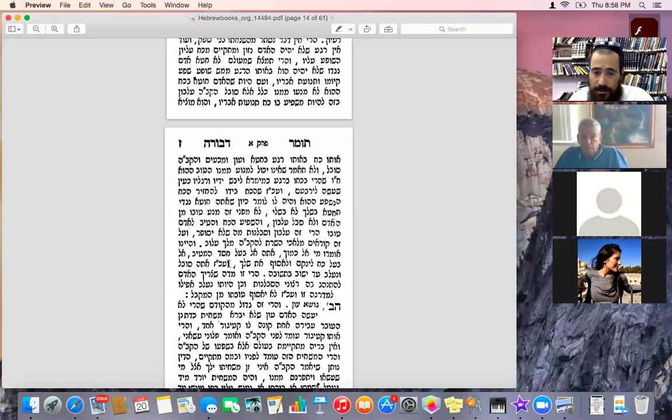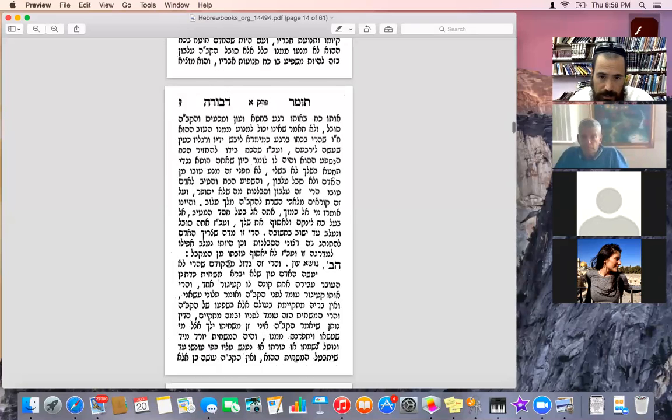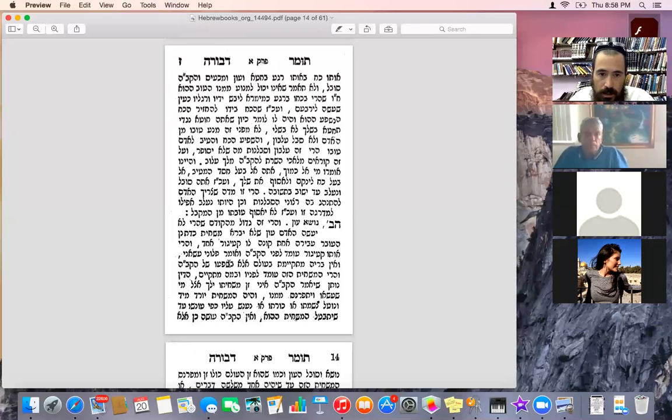So the second of the 13 attributes is Nose Avon, that God retains sin. Nose means that he lifts and takes in the sin. And the Ramak says, v'areze gadol mehakodem. This is actually an even greater level of kindness than the previous level, right?